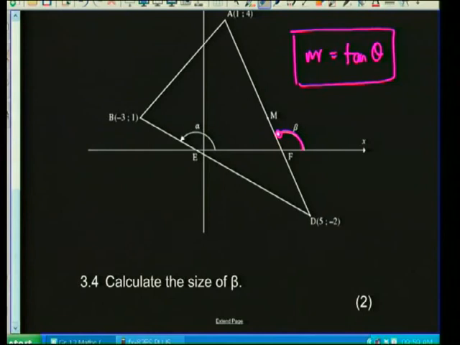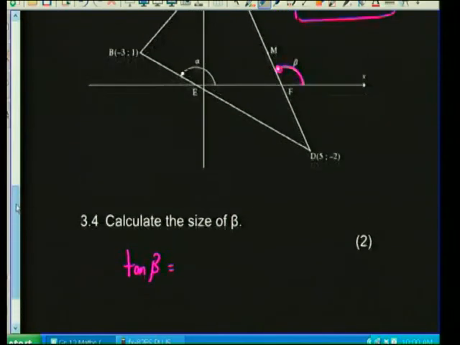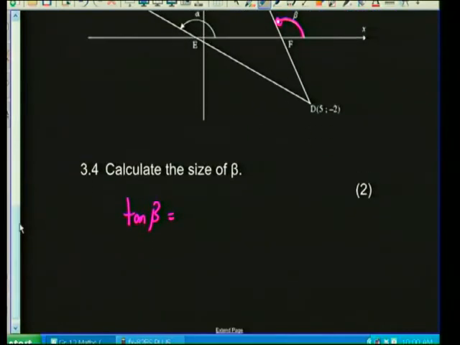So I've got the gradient of AD, so let me remind myself of some information. So the tan of theta, but in this case it will be the tan of beta, because that's the angle that I want, is going to be equal to the gradient. And if I remember correctly, it's the gradient of line AD, which is negative 3 over 2.